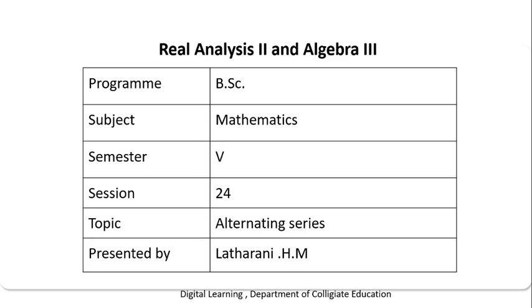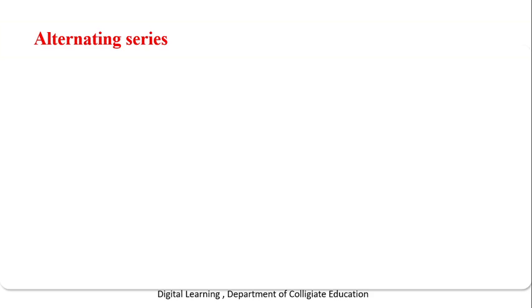Today I explain the topic alternating series. In the previous classes, you learnt about positive series. In positive series, we find the nature of the series by using comparison test, D'Alembert's ratio test, Raabe's test and also Cauchy's root test. Now we learn what is the alternating series and how to find the nature of the alternating series by using the Leibnitz test.